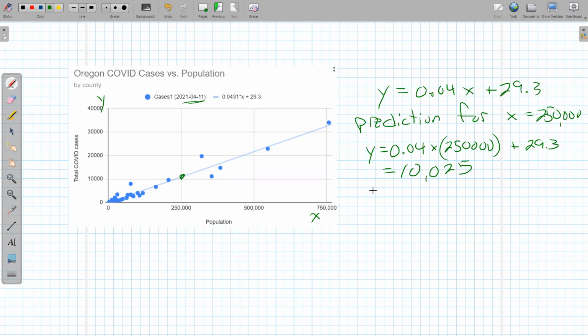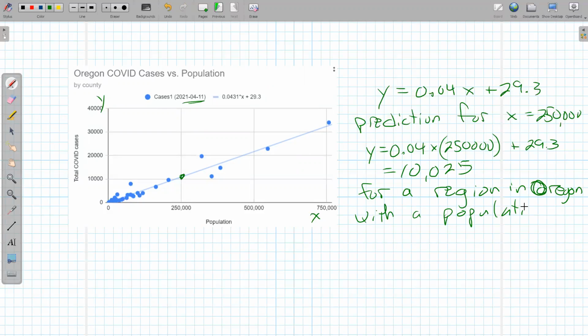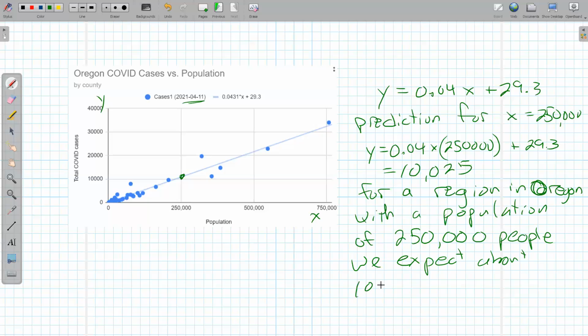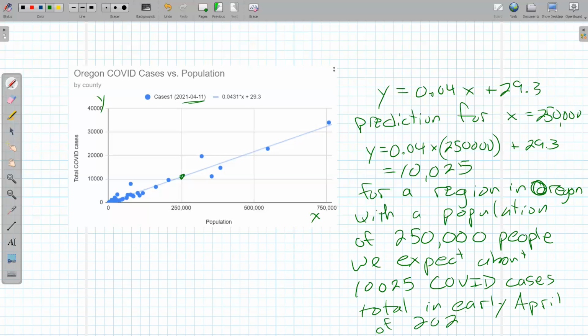Okay, so what does this mean? We got to put it in a sentence. For a region in Oregon with population 250,000 people, we expect about 10,025 COVID cases total in April, 2021. All right, what is this? What am I predicting? That's what I'm predicting: given this population, what's the COVID case count expected?